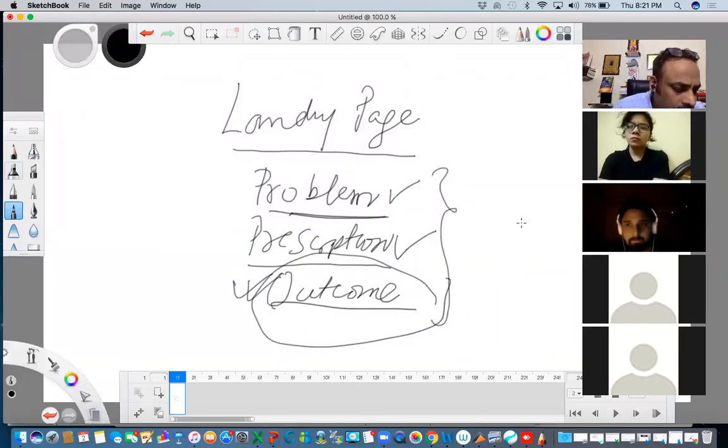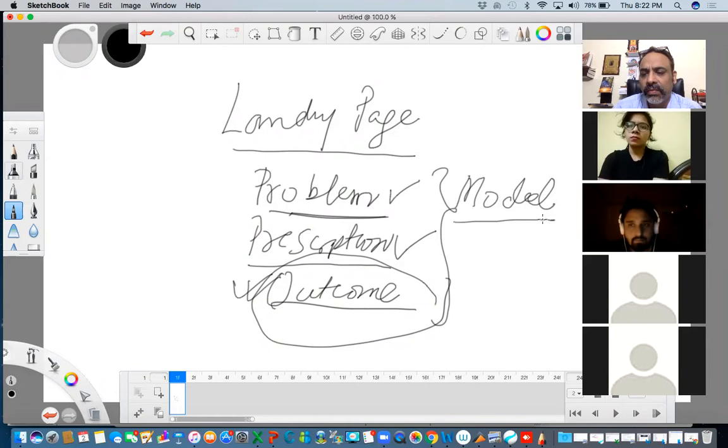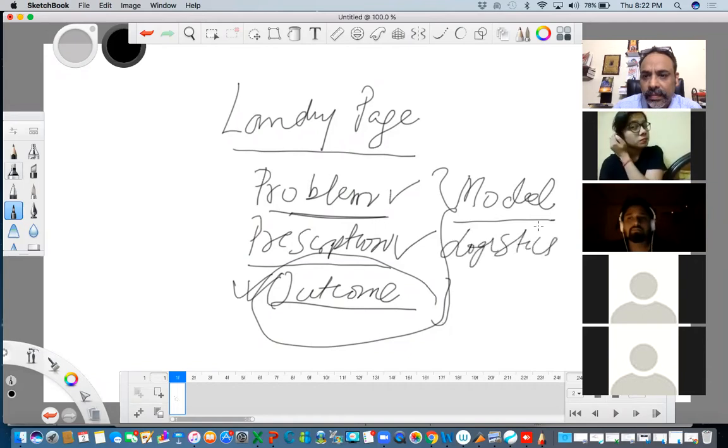And then it comes to, what model are you using? What is the model that you're using for your coaching, for your sales, for your training? What is the model that you're using? And then that thing comes in terms of logistics. What logistics are you using to do it?